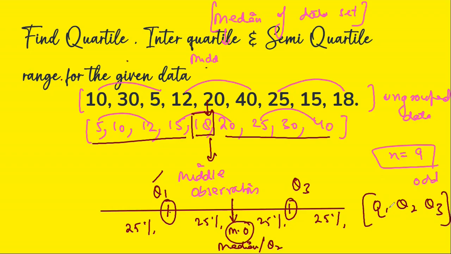These are called the quartiles. Now it's very easy to find Q2 by arranging the data into ascending order. We will easily get Q2. But what about Q1 and Q3? We'll do the same thing for Q1 and Q3.